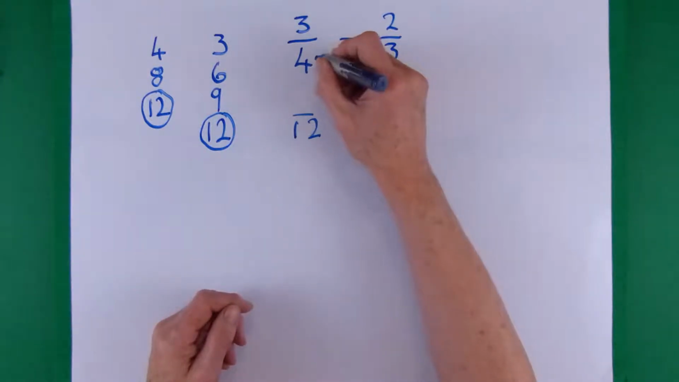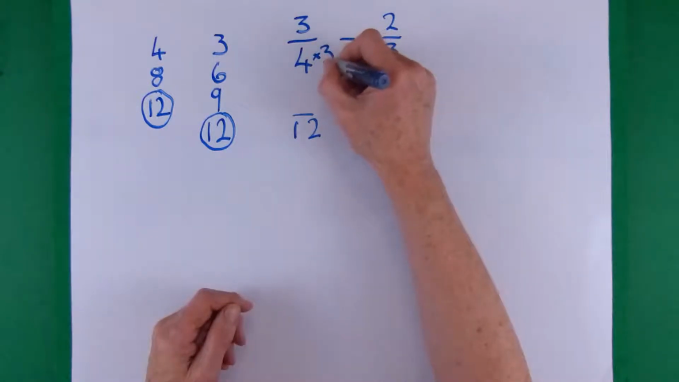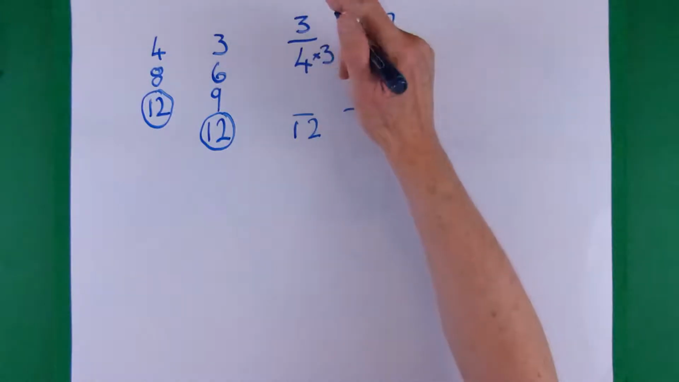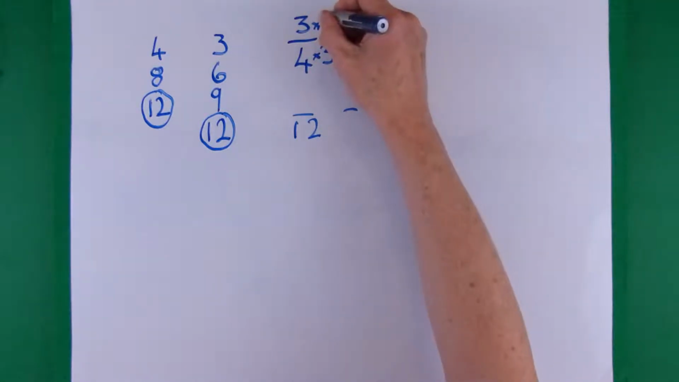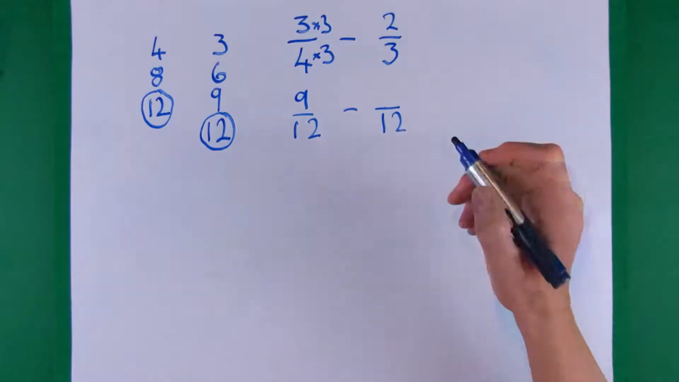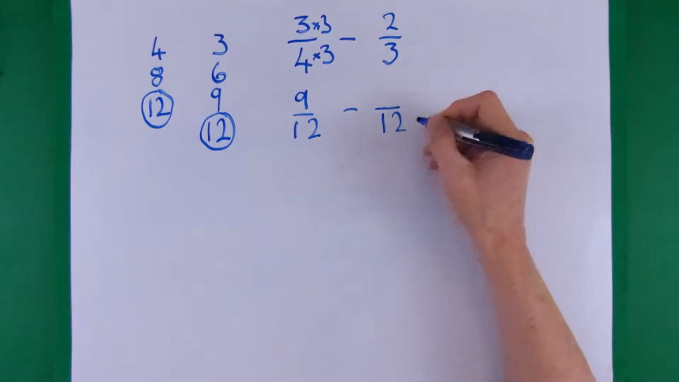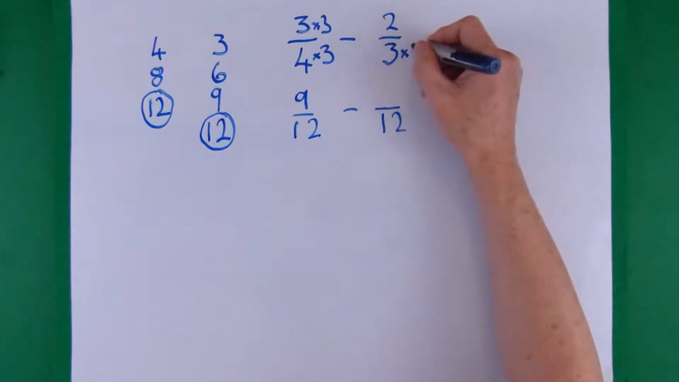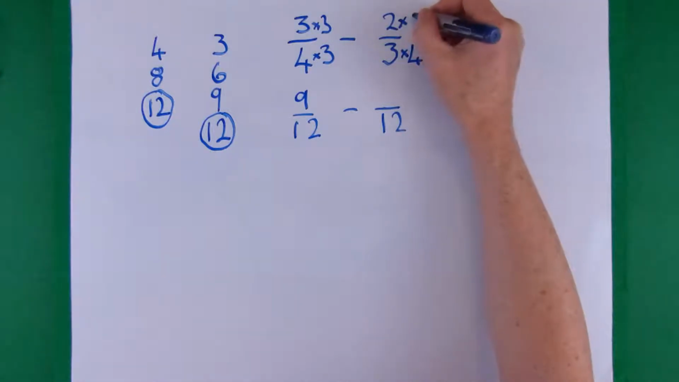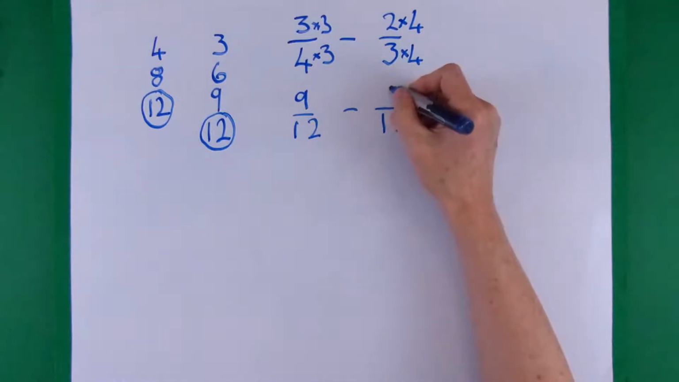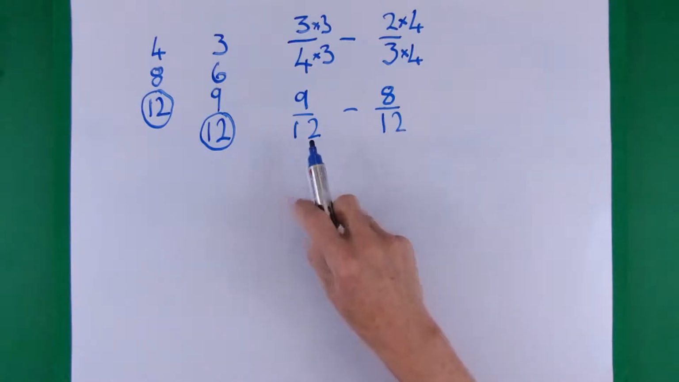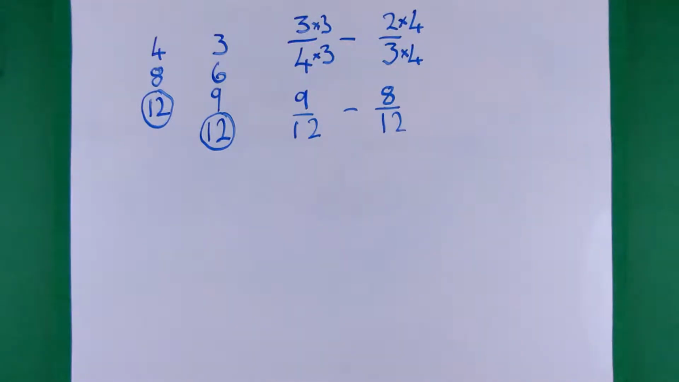We multiply the 4 by 3 to get 12 bits. So we've got to multiply the bits we have by 3 as well, and that gives us 9/12. It's the same for the other one. To get the 12, we need to multiply by 4. So we've got to multiply the 2 by 4 as well, and that gives us 8. So we've now got 9/12s and 8/12s, 9 bits and 8 bits.